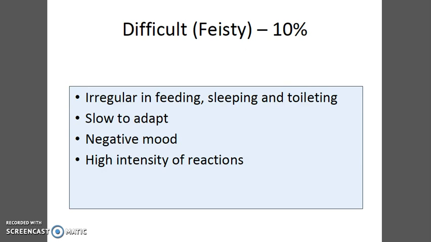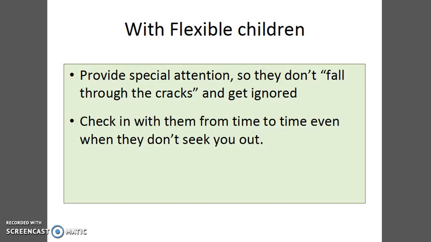Children who fall in the feisty or difficult temperament category typically account for about 10%. Children in this category are irregular in feeding, sleeping, and toileting. They are slow to adapt, express negative mood, and have a high intensity of reaction. Temperament can determine a parent or caretaker's reaction to a child, and it's important to understand that temperament affects how the child interprets and makes sense of life experiences and shapes the child's choices of activities and environments.